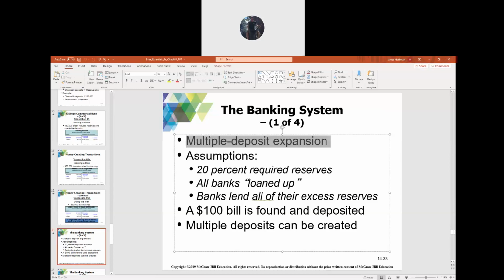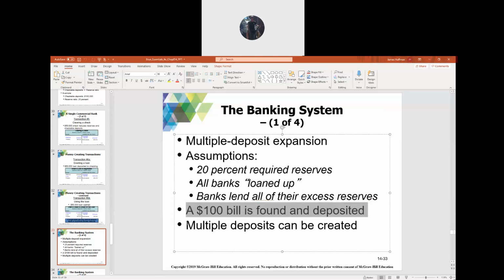So there's this thing called multiple deposit expansion. Let's do a little exercise where we assume there's a 20% reserve requirement. So 20% of the banking assets cannot be lent out. All banks are loaned up, which means they're going to lend out 80% of their assets. So they're lending all of their excess reserves, all 80% of it. And let's assume that a $100 bill is found and deposited into some bank.